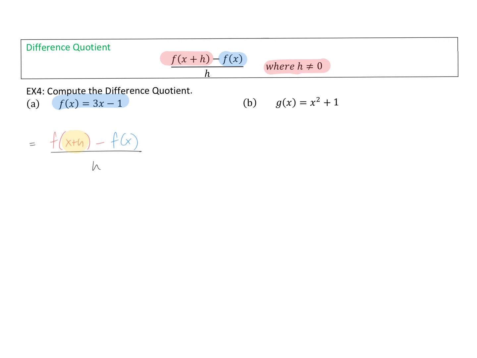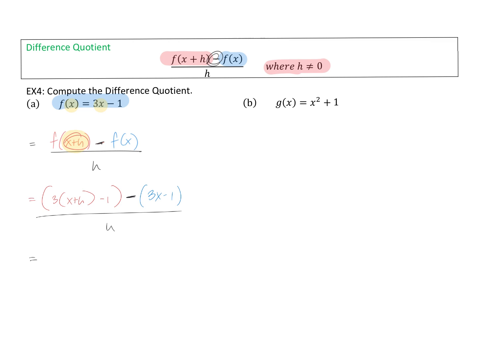We're just swapping out x for x plus h. So wherever I see x, I'm going to plop in x plus h. So that's going to be 3 times my new input, which is x plus h, minus 1, close parentheses. And then, because this is the difference quotient, we're subtracting my original function, f of x, which is 3x minus 1. And then dividing by h.